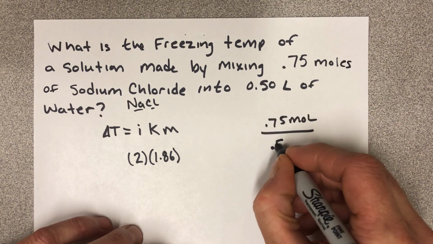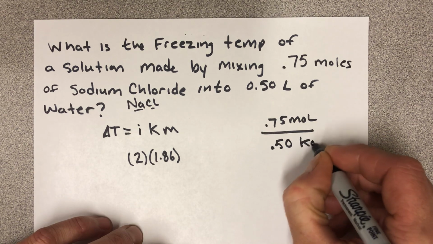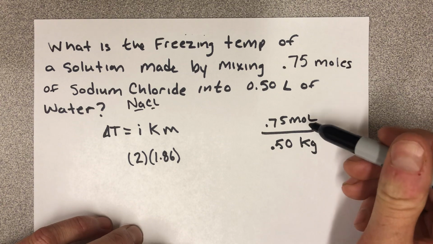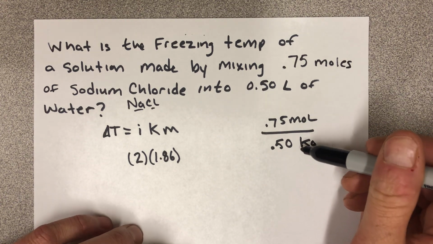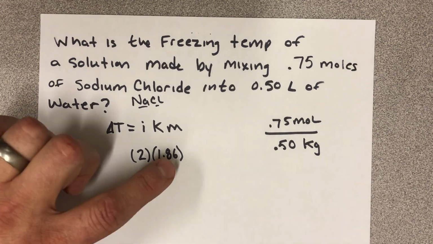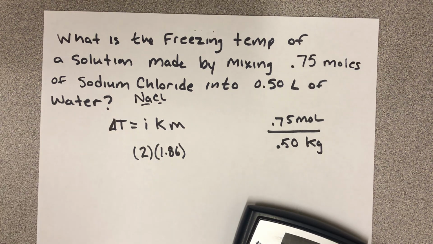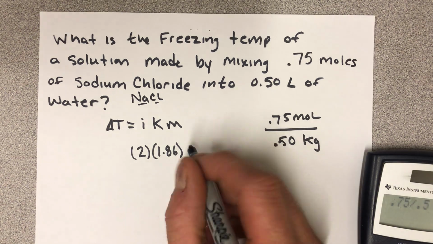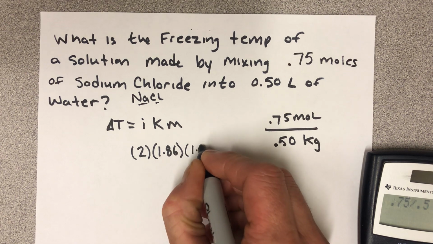So this is 0.50 kilograms of water. Remember that molality is just where you divide the moles of solute over kilograms of water. So we actually do have M, we just had to kind of dig for it. So 0.75 divided by 0.5 gives us a 1.5 molal solution.